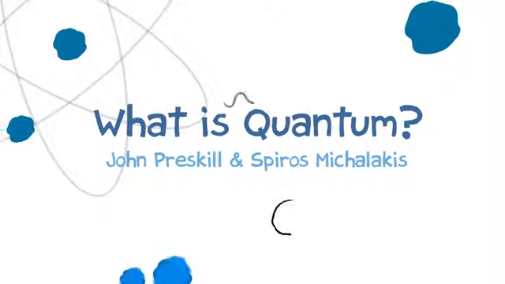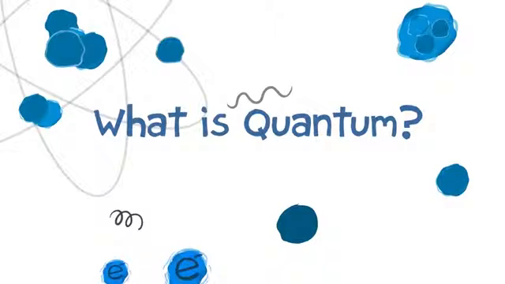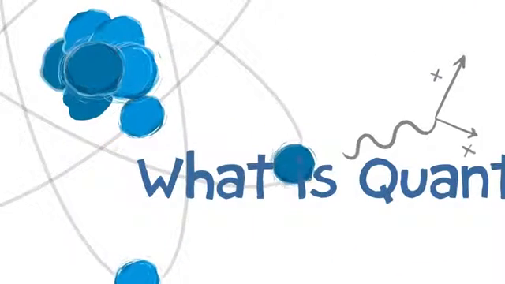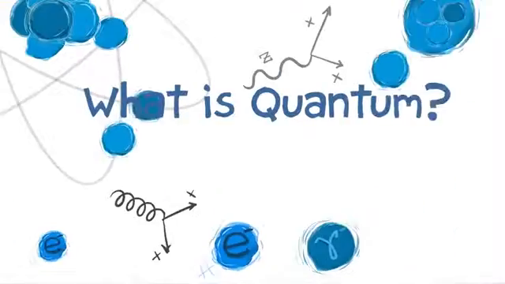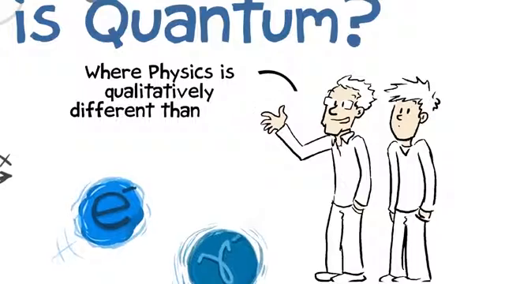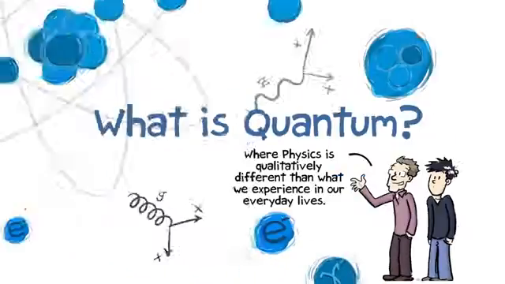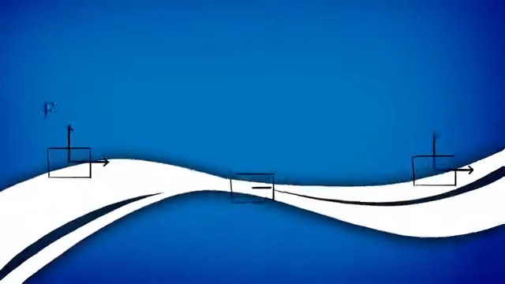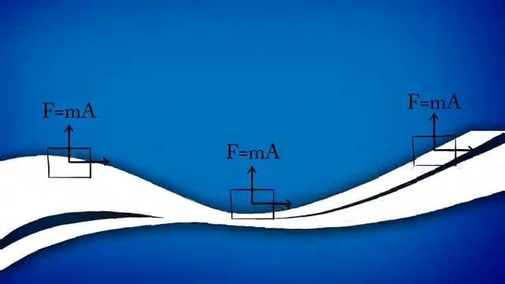Well, we use the word in reference to the laws of physics that apply in the microscopic world at the level of individual atoms, individual electrons, elementary particles, where physics is qualitatively different than what we experience in our everyday lives. You ever been to the beach? You see waves coming in. Why do the waves have characteristics? Speed. That's all classical physics.